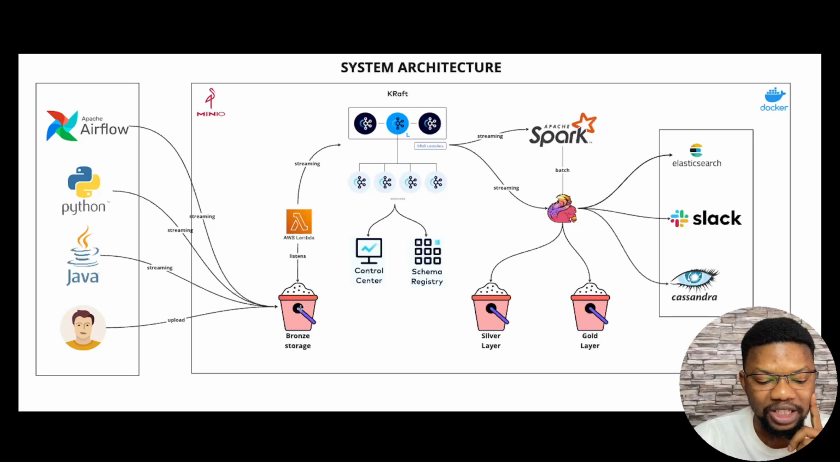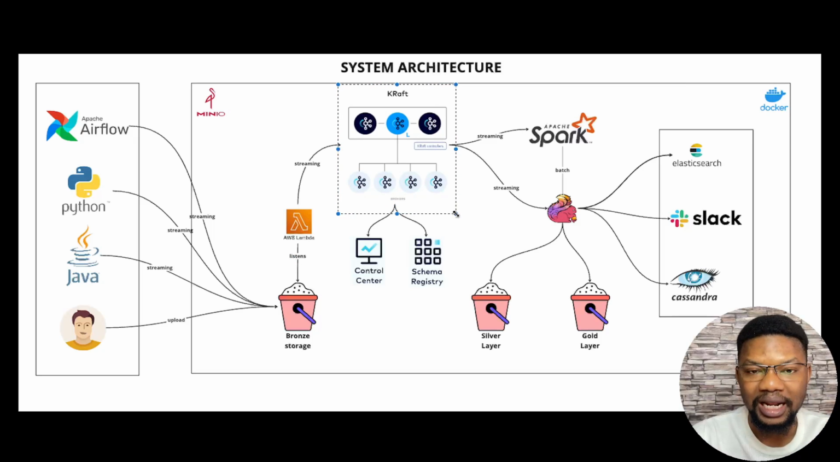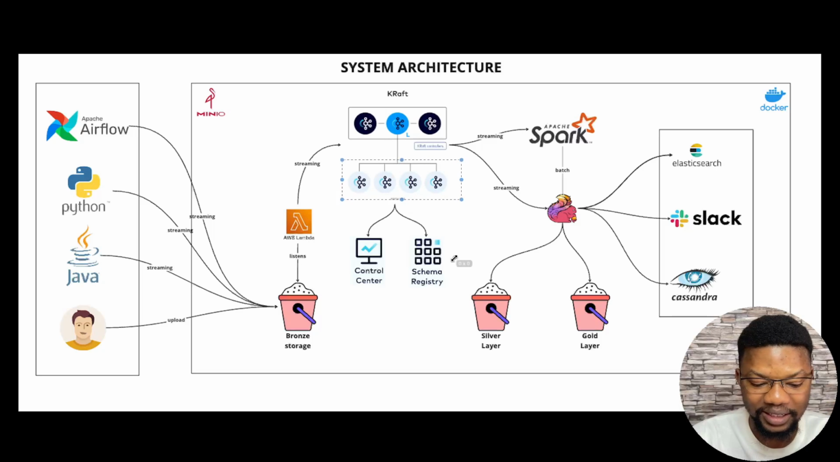Now in our case, AWS Lambda, once the event comes into the Bronze storage, this gets triggered, and once this triggers it goes into the KRaft mode, where we have the actions that are being performed. So we have our controllers and our brokers here, and each of these actions can be visualized on the control center. So we have the control center and we can visualize what is going on behind the scene.